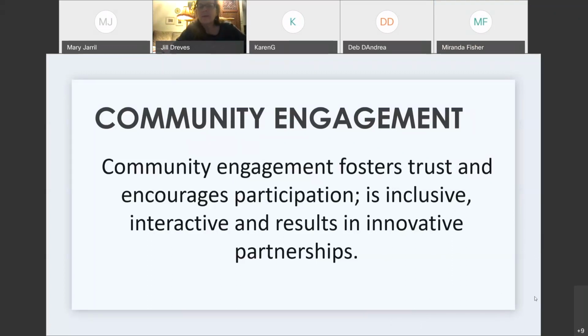So right now I'm looking at community engagement fosters trust and encourages participation, is respectful, inclusive, interactive, and results in innovative partnerships. Yeah, and I just took out the other and, so it says community engagement fosters trust, encourages participation, and is respectful, inclusive, interactive, resulting in innovative partnerships. Perfect. Like you say, Deb, that might need a little bit more grammar tweaking, but I think everybody has the gist of it. Yep. Okay, cool.